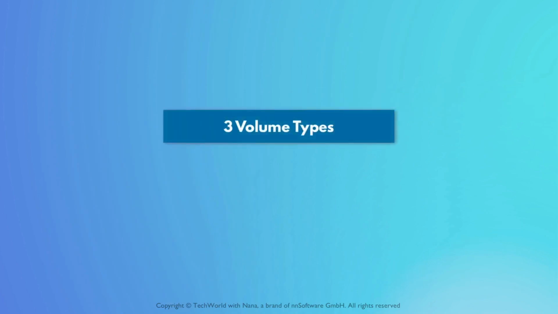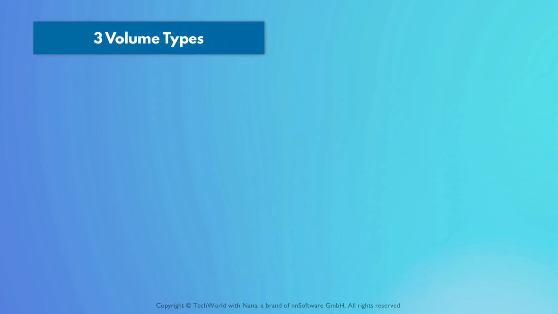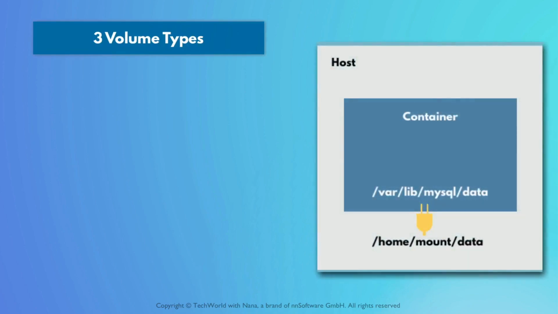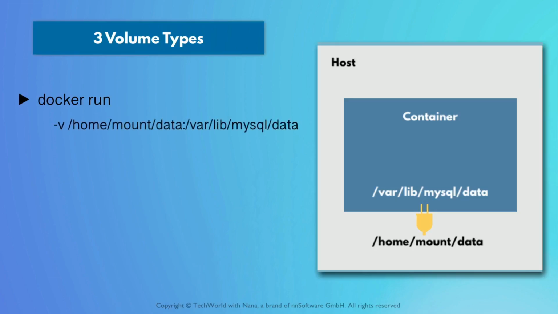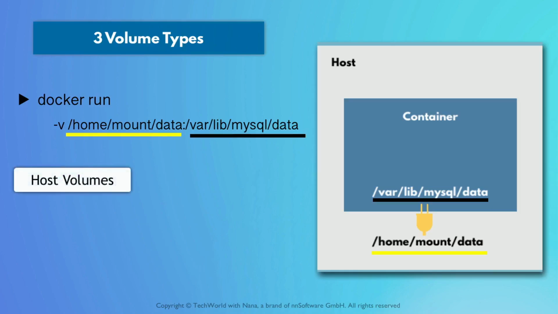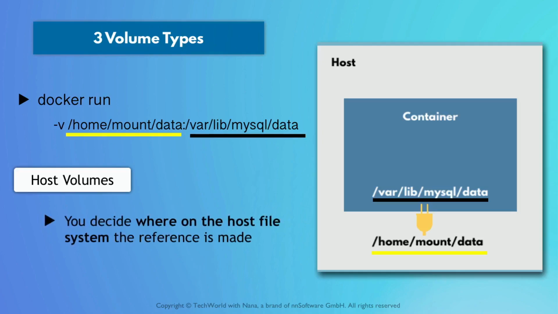Now, there are different types of Docker volumes, and so different ways of creating them. Usually the way to create Docker volumes is using the Docker run command. So in the Docker run, there's an option called -v, and this is where we define the connection or the reference between the host directory and the container directory. And this type of volume definition is called a host volume. And the main characteristic of this one is that you decide where on the host file system that reference is made. So which folder on the host file system you mount into the container.